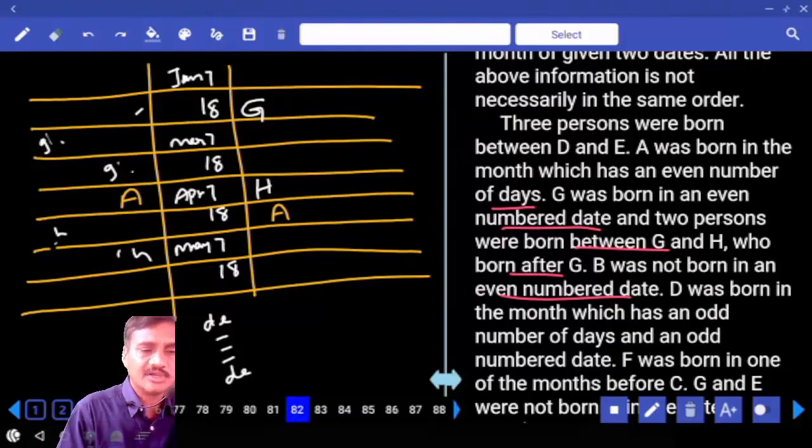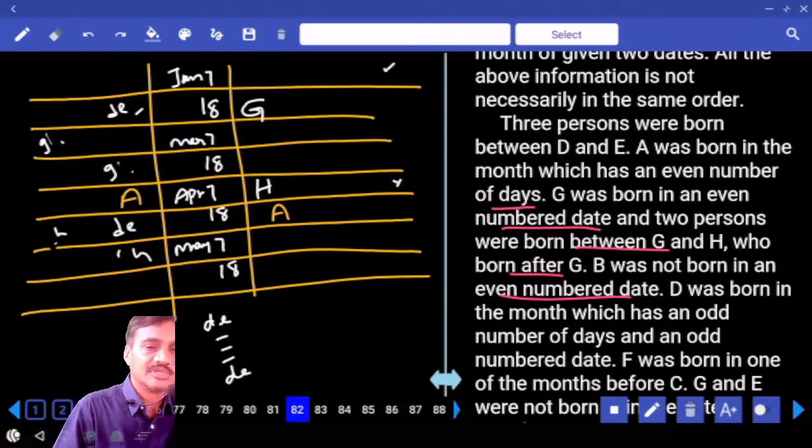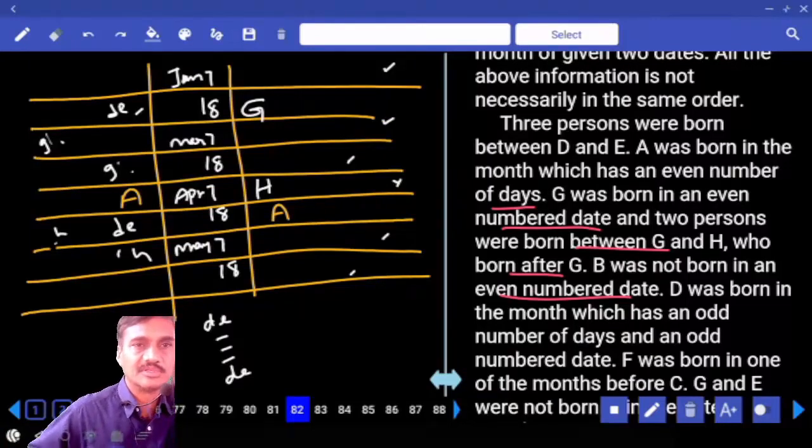Now in between D and E, how many people? There must be exactly 3 people. Exactly 3 in between D and E cannot be at this place. One person between D and E must be here. 1, 2, 3, the other person must be here. And together D and E with 3 persons. And again in this case, if D or E is here, the other person must be here, not possible. If D or E is here, the other person must be here, possible. The other person can be here.